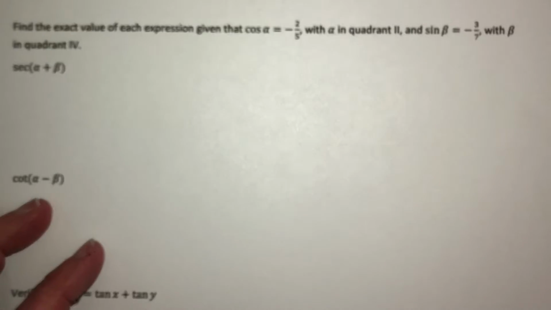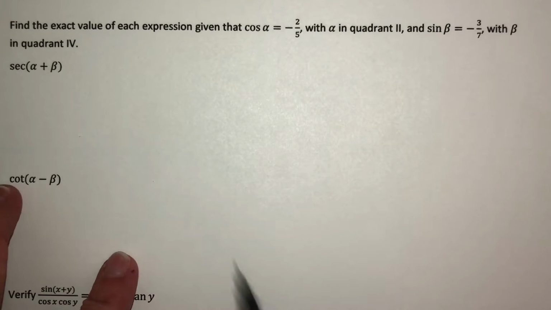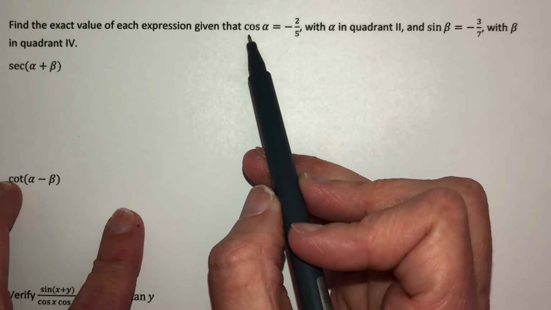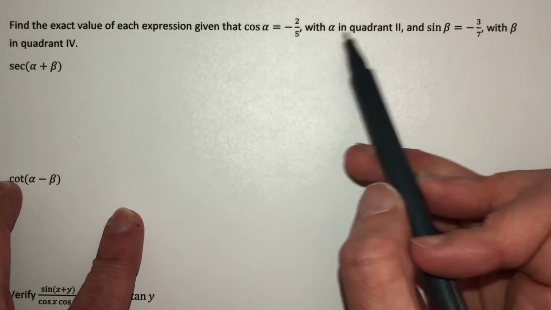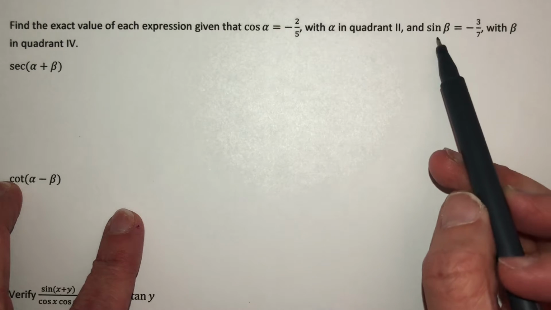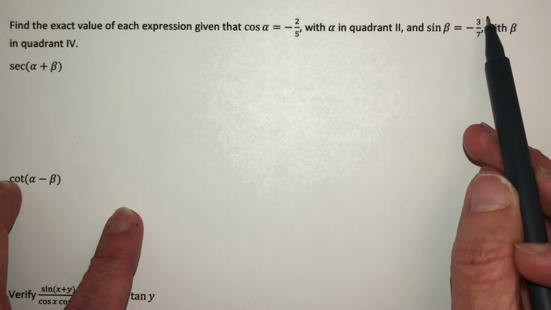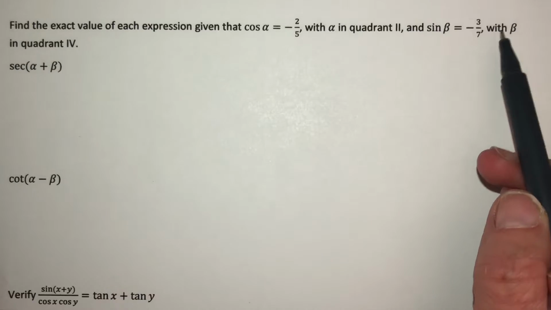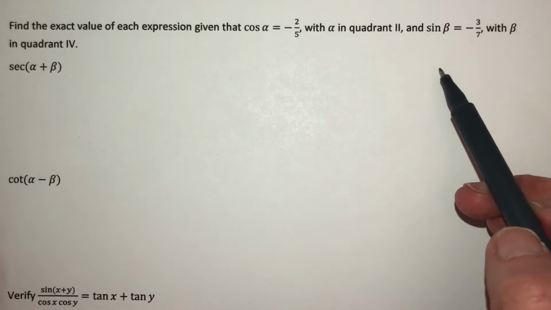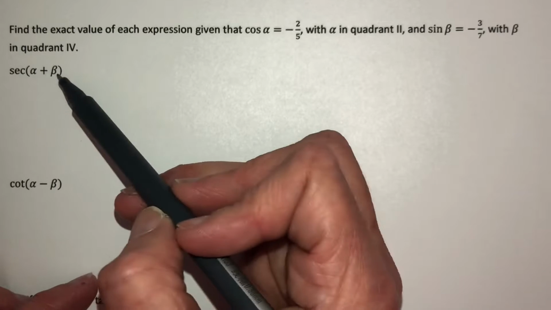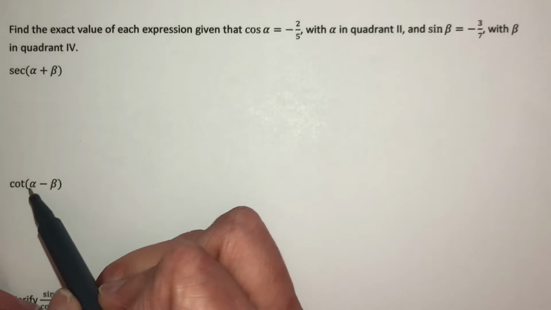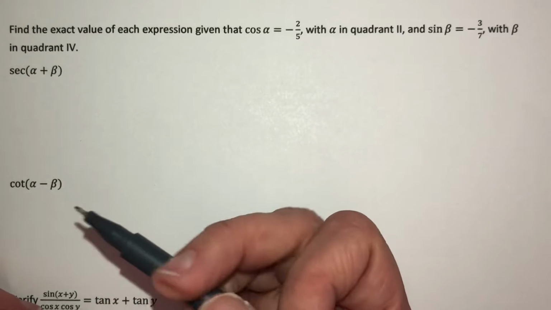This is part 5 of section 5.2. We are given that cosine of alpha is negative 2/5 and alpha is in quadrant 2. Sine of beta is negative 3/7 and beta is in quadrant 4. So we're going to need to calculate secant of alpha plus beta and cotangent of alpha minus beta.